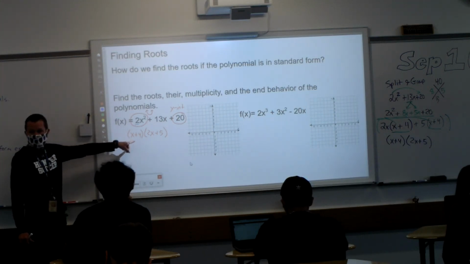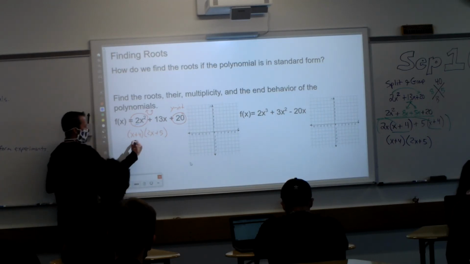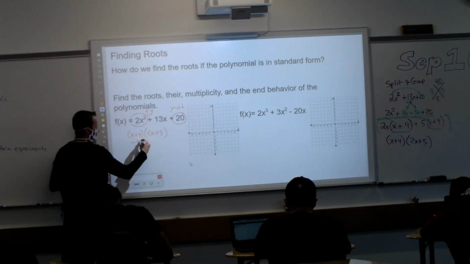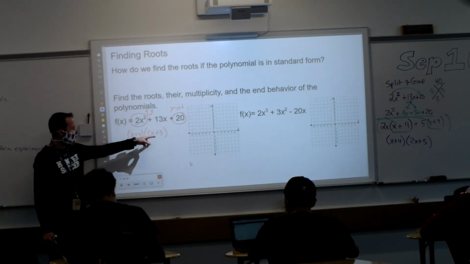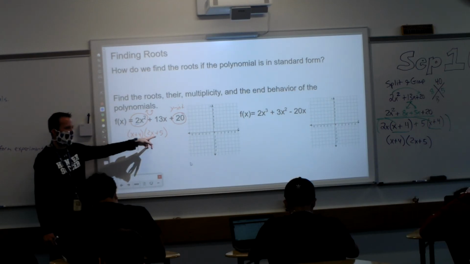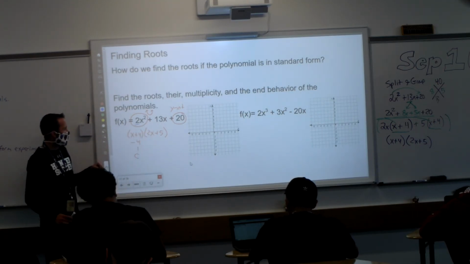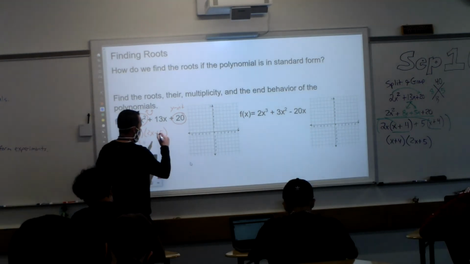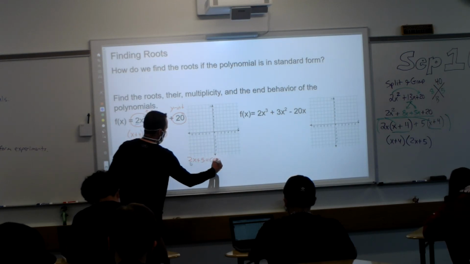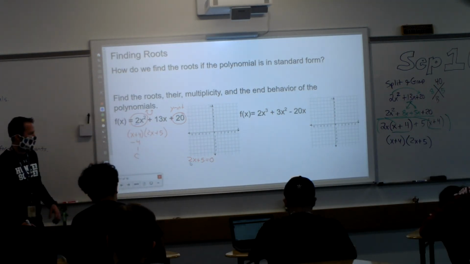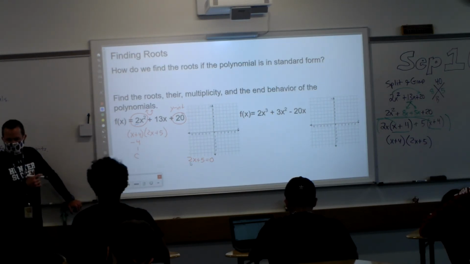What is this x-intercept going to be? -4. And it's only used once, so it crosses. This one's a little bit trickier. Sometimes people say that's -5. Well, there's a 2 in there as well. So in order to figure out that one, what we're going to do is we're going to take 2x plus 5 and set it equal to 0. And then we're going to do some algebra to solve for x.